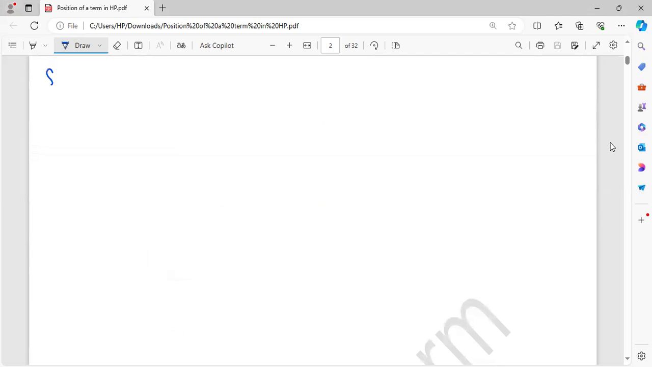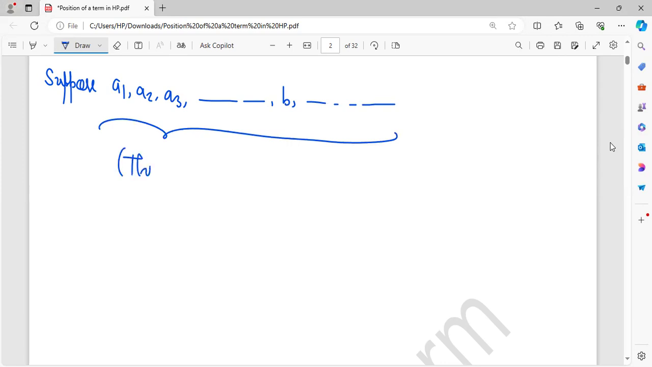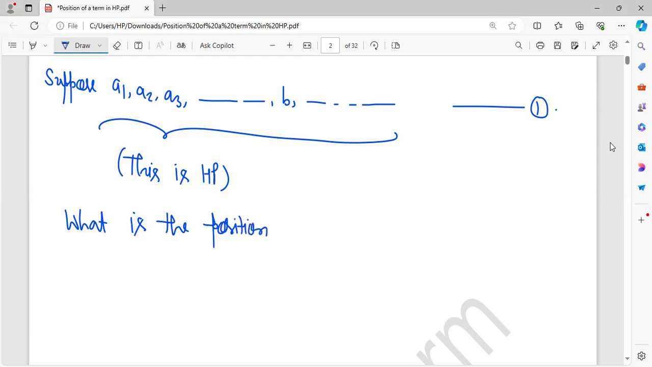Suppose A1, A2, A3, and somewhere is B. Okay, this is HP. Let's say this is 1. Okay, so a question can be asked, what is the position of B in the HP given in 1?